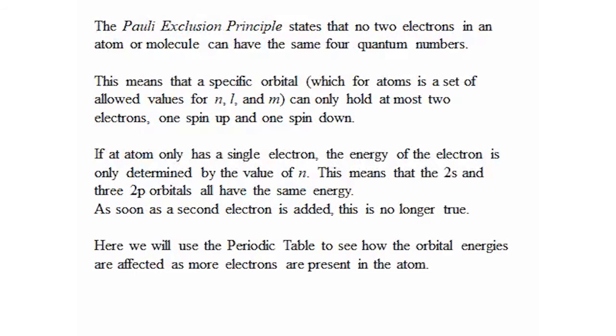Finally, the Pauli Exclusion Principle states that no two electrons in an atom, or even in a molecule, can have the same 4 quantum numbers. This means that a specific orbital, which for an atom is a set of allowed values of n, l, and m, can hold at most 2 electrons, one spin up and one spin down.